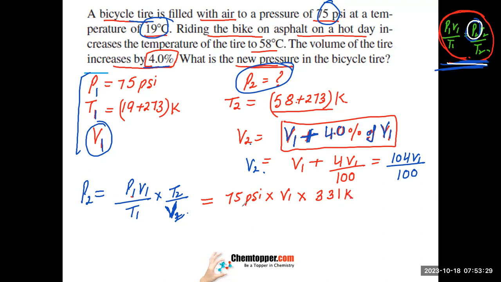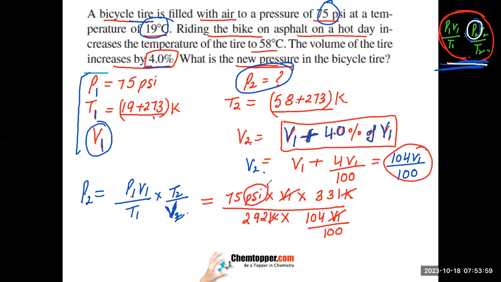Kelvin. What is T1? T1. And what is V2? This one. V1 cancelled. Kelvin cancelled. I'm left with PSI. My answer will be in PSI, children. Pounds per square inch. Okay, solve it and you will get the P2 pressure.